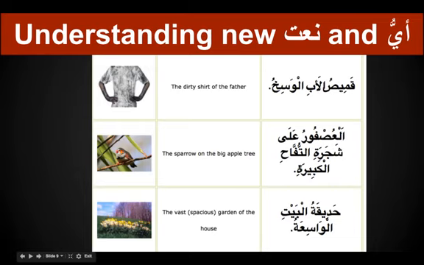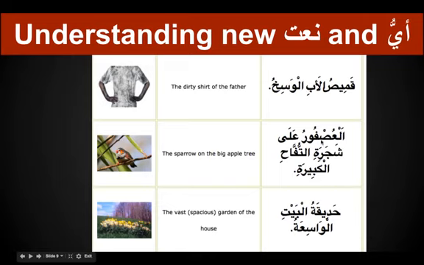Al-usfuru ala shajarati tuffahil kabirati. Let's analyze here. Al-usfuru is mubtada, ala is harf jar, shajarati is ism majroor and it is mudaf, at-tufahi is mudaf ilayhi, and we have al-kabirati. We have to see which word this naat is for, either tufahi or shajarati. If you see how it is matching in characteristics, shajarati has ta marbuta and kabirati has ta marbuta. At-tufahu does not have ta marbuta, so this is for shajarati.